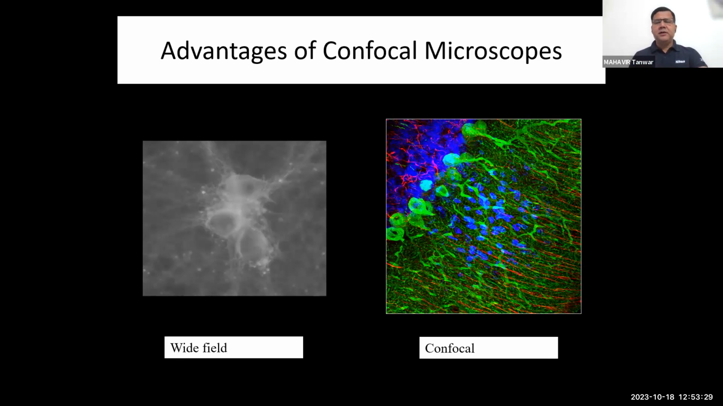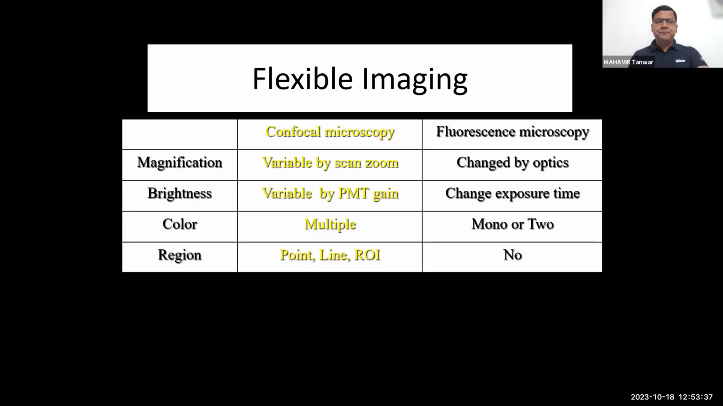A 4 detector system will capture 4 colors. If it is a 2 detector system, it will capture 2 colors. So that's another difference between them when we talk about multicolor.